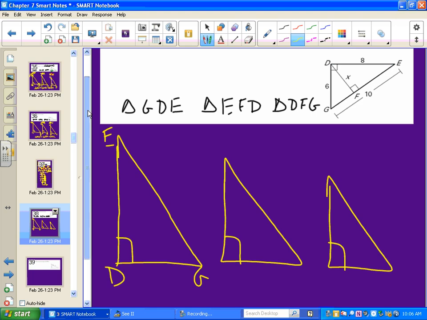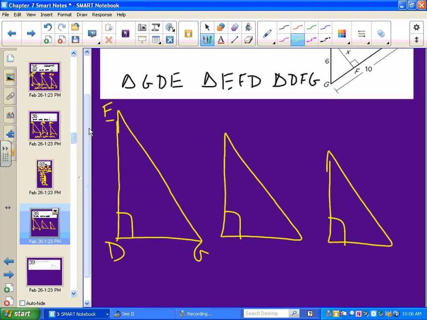Looking at the next triangle, triangle EFD. F is the right angle. Now, E and D, it does matter where I place those. I go back to the original triangle. E is up at the top, so E goes at the top of this triangle, and then D at the bottom right. Triangle DFG. F is the right angle. D and G, it matters where I place those. G is in the bottom right, so I place G in the bottom right here, and D in the top.